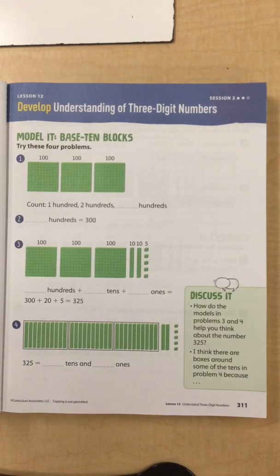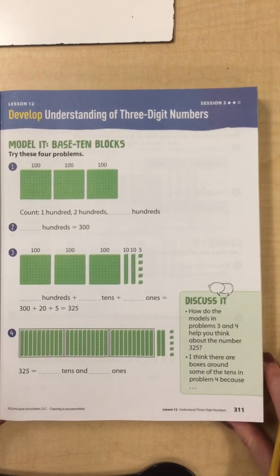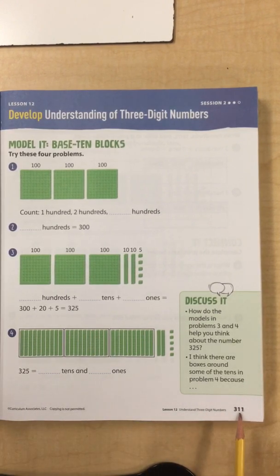Alrighty, so for today for math, you're going to turn to page 311 in your books. We are going to be practicing our 3-digit numbers. So once you turn to page 311, we're going to do some problems together, and then we have some independent work that you guys will be working on.